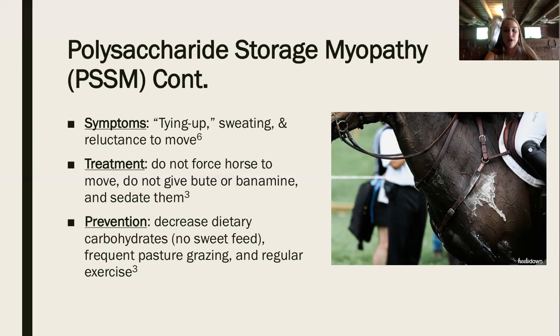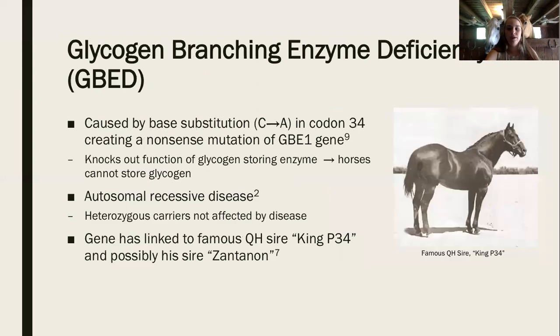And you want to avoid high intensity exercise, like that of race horses or the cross country horse in the picture here, because that can trigger episodes to occur. And the last disease I'm going to cover is glycogen branching enzyme deficiency, or GBED.